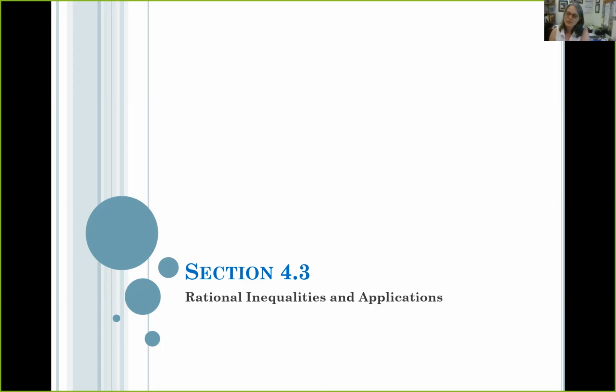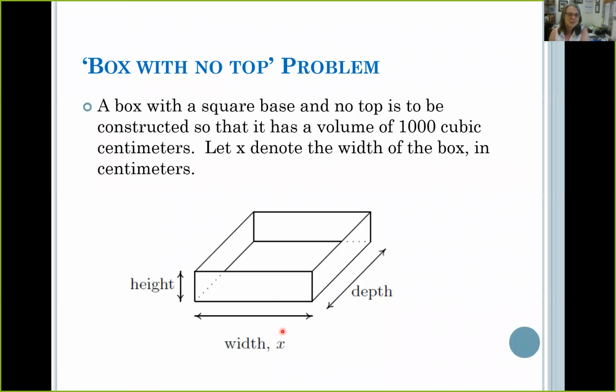I'm going to focus primarily in this video on applications. If there are any questions about inequality, please bring them up in class or in a web conference. For this recording, I'm going to focus on applications because I find those to be the more challenging part of this. So let's start with the box with no top problem.